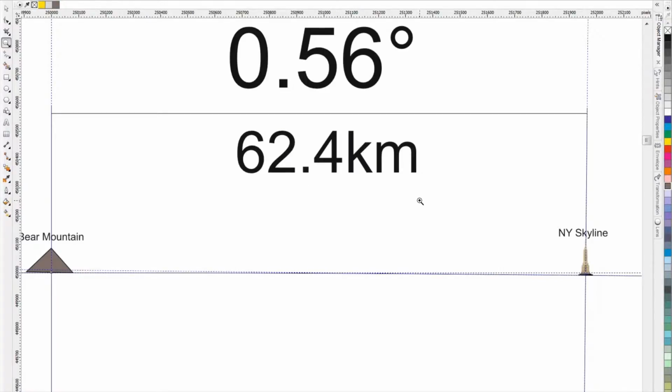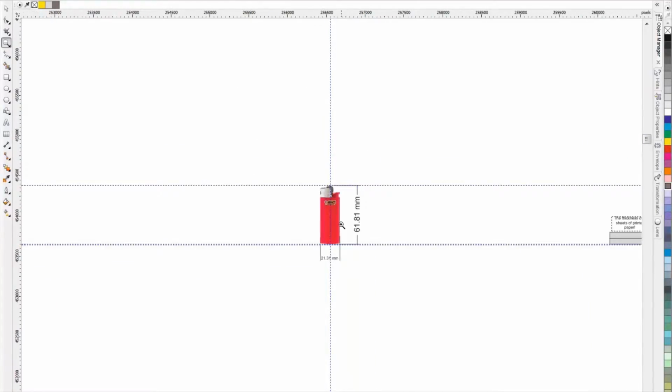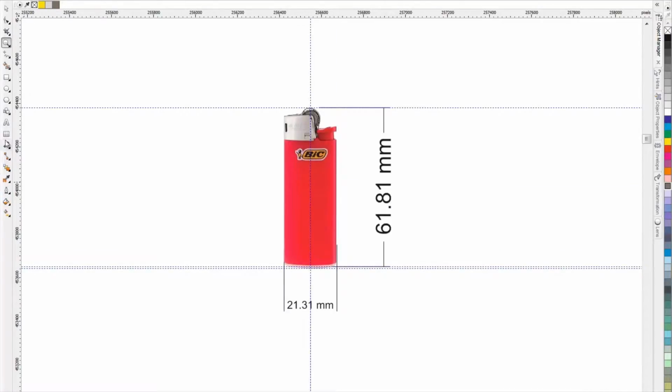Why is this important? Because this is exactly the angle by which the Empire State Building and other buildings at that distance would be deviating away from how the Bear Mountain viewer would perceive things. Is an inclination of only 0.56 degrees. Now we can do an experiment to see if the human eye can perceive such an angle at such a distance. To do this, we need one of these, a big mini lighter.